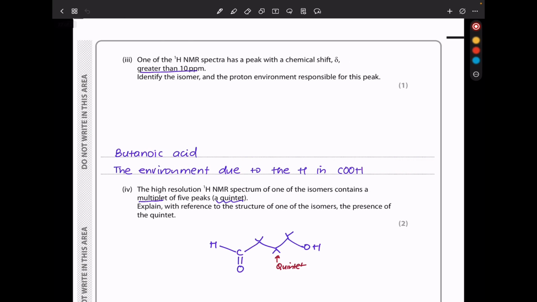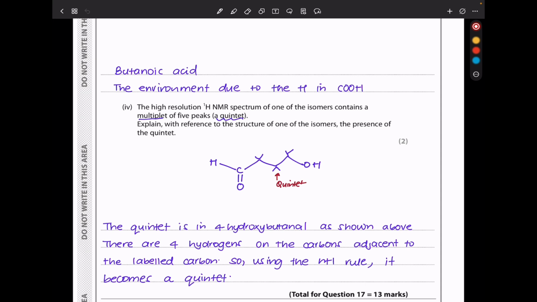Next they say one of the hydrogen-1 NMR spectra has a peak with a chemical shift greater than 10 ppm. Identify the isomer and proton environment responsible for this peak. This is going to be butanoic acid, and the environment is due to this hydrogen in the carboxylic group. Then they say the high resolution hydrogen-1 NMR spectrum of one of the isomers contains a multiplet of 5 peaks, which we call a quintet. Explain with reference to the structure of one of the isomers the presence of the quintet.